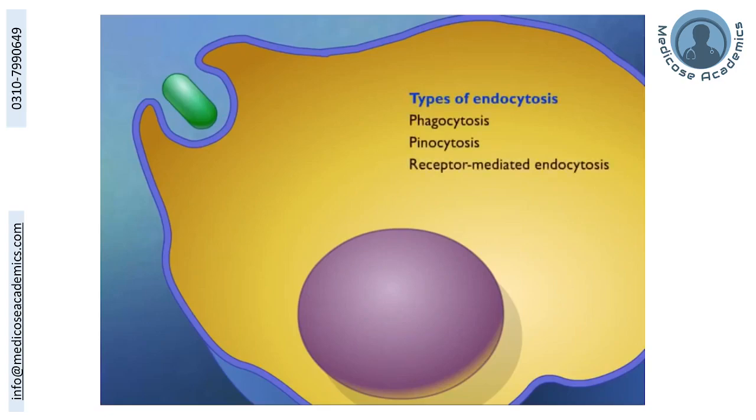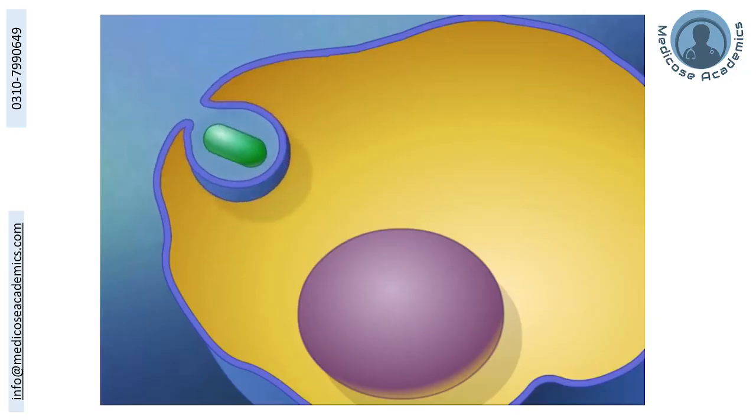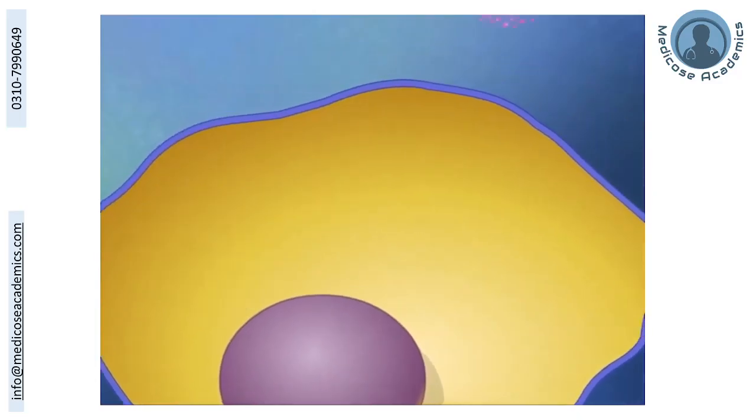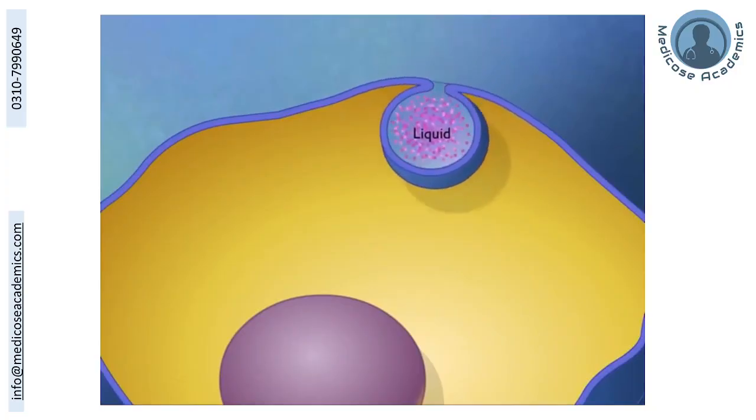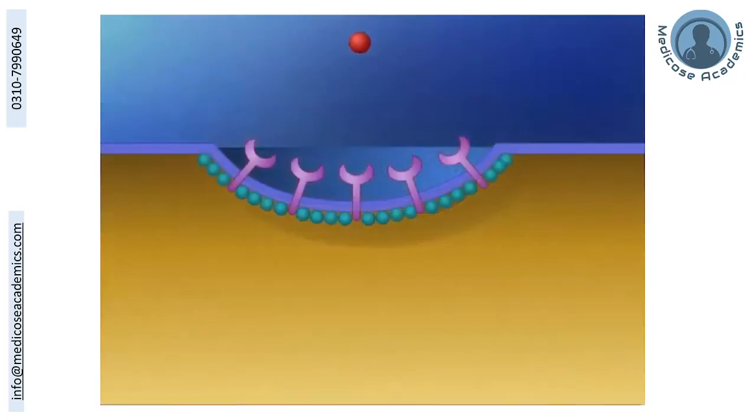Endocytosis can be of phagocytosis, pinocytosis, or receptor-mediated endocytosis type. Here is an example of a bacterium which is being endocytosed, and here the endocytotic vesicle got pinched off inside. This was the example of phagocytosis. This is showing the engulfment of liquid, which is the example of pinocytosis, and this is showing the receptor and substance coming and attaching to this receptor site on the cell membrane in receptor-mediated endocytosis.